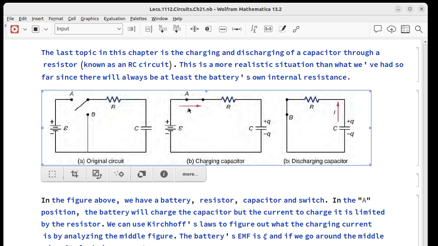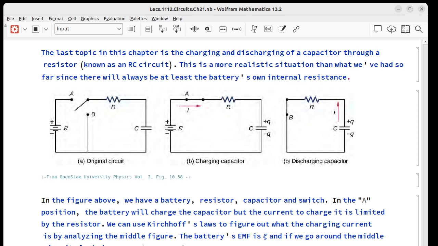The last topic in this chapter is charging and discharging a capacitor through a resistor. This is called an RC circuit, R for resistor, C for capacitor. This is more realistic than what we've had so far when we talk about charging capacitors because there's always at least the battery's own internal resistance in the circuit.